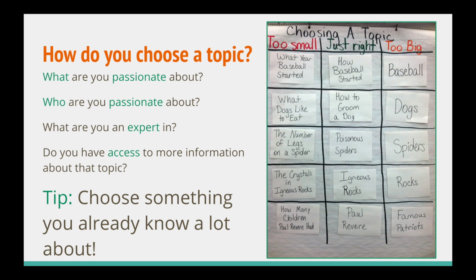As you can see on this image I have up here, you want to choose something that is just right. So for instance, choosing a topic like what dogs like to eat is too small. It's going to be hard to fill up an entire essay on just that one topic. But if you're talking about all dogs in general, that's going to be overwhelming. Where do you start? Where do you end? Oh my goodness. So you can look at this image right here and see if that helps you to narrow down a topic.